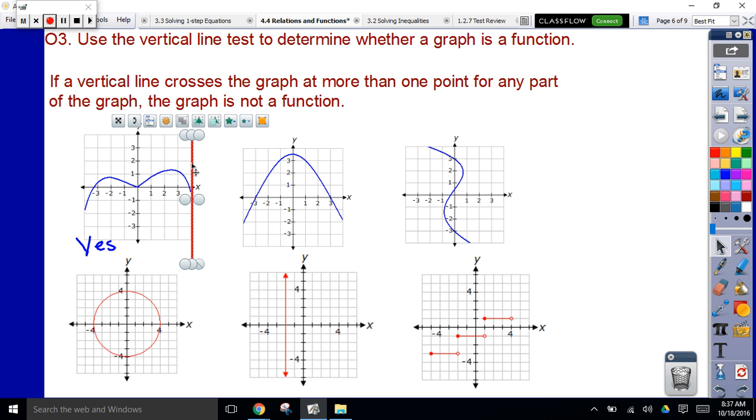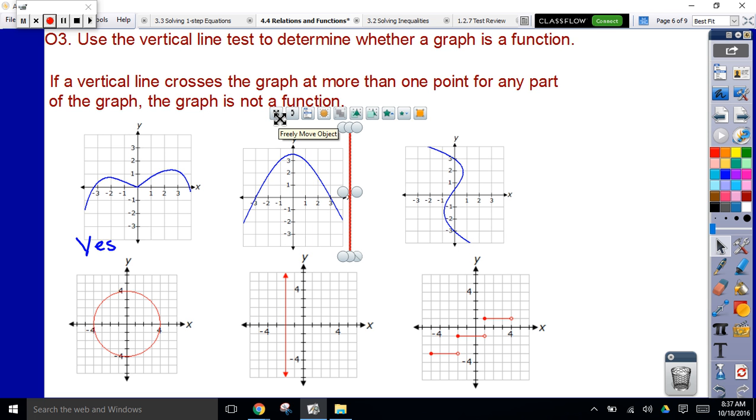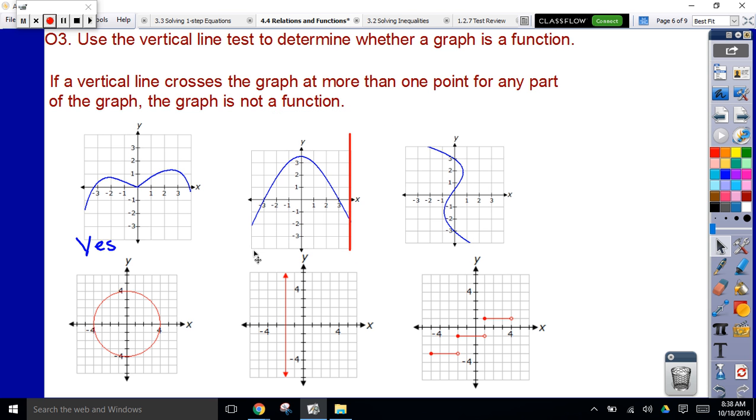Come on, line, there we go. If I were to take my line across, try to avoid the shadow there, does it touch this graph in more than one point at any given time? Colin, what do you think? No, so that it is a function.